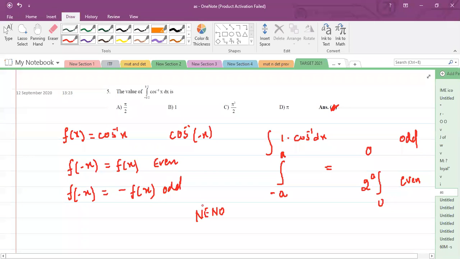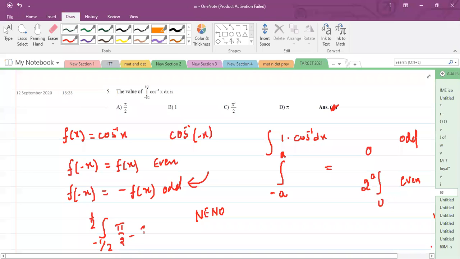But I can convert cos inverse into sine inverse. Sine inverse is an odd function. Sine inverse satisfies this condition: f of minus x equals minus f of x, because sine inverse of minus x is minus sine inverse of x. Therefore, I will convert this one as the integral from minus 1 by 2 to 1 by 2.